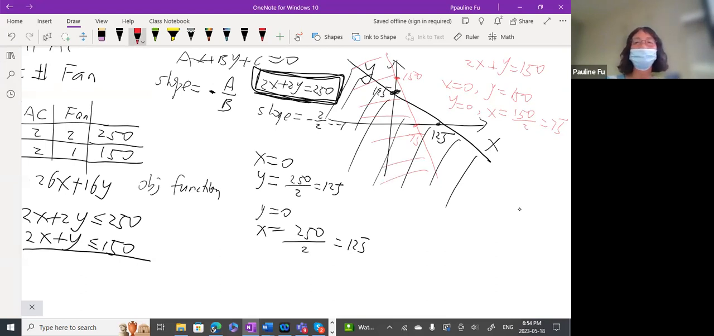Okay. And then you identify the feasible area, it is actually this part. The maximum happens here. So this is the possibility of a maximum profit will be achieved at those points. Maybe here, maybe here, maybe here, maybe here.